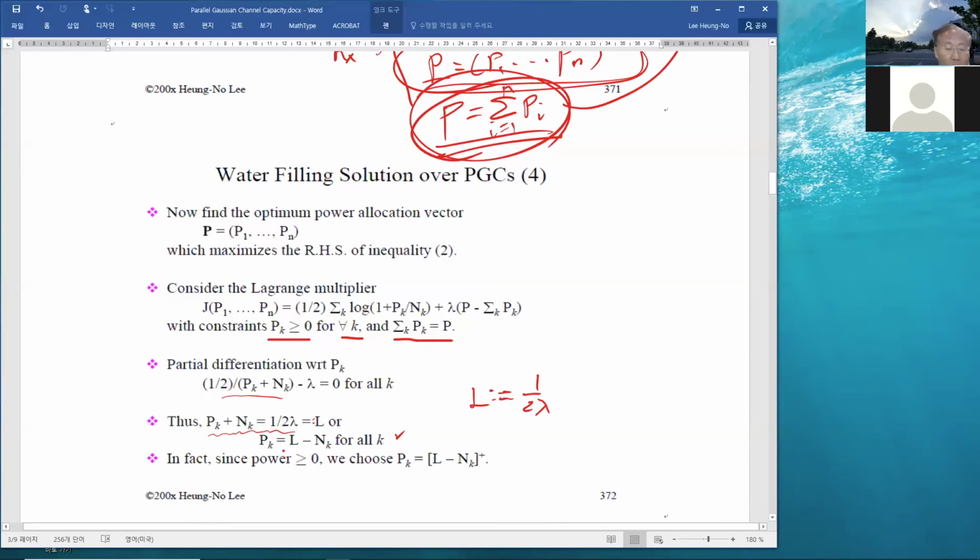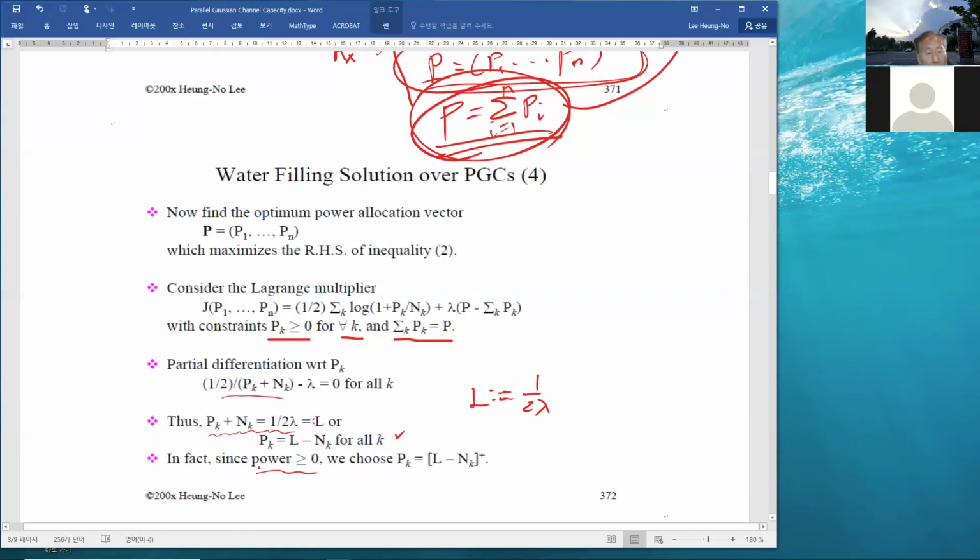And then in order to find L, we need to apply the power constraint, which is non-negative, and the sum of the pKs should be equal to P. That's the only step that we need to apply. So let's do one by one.